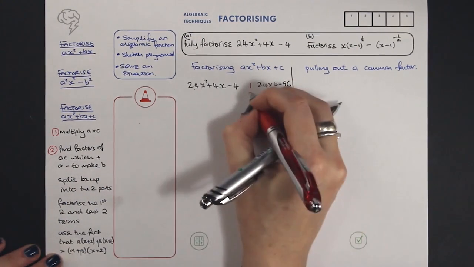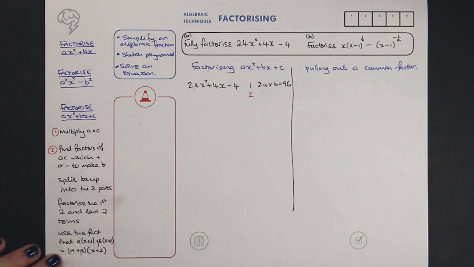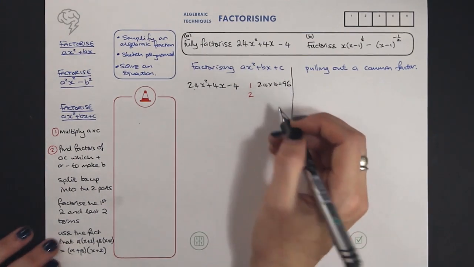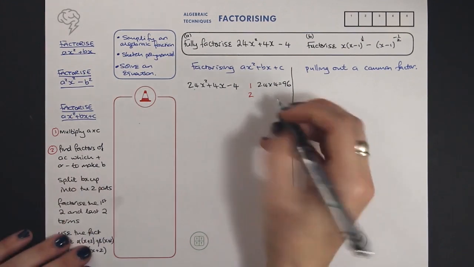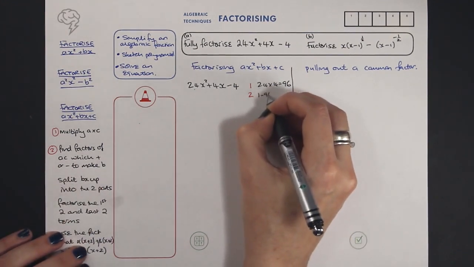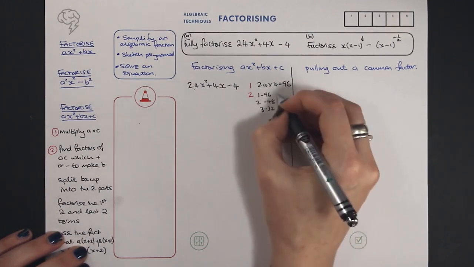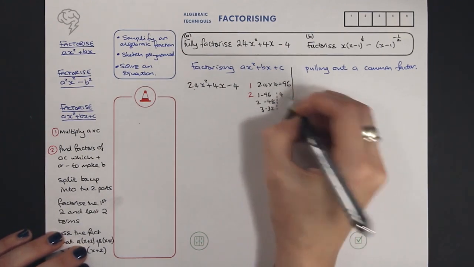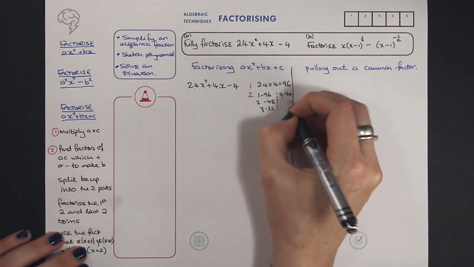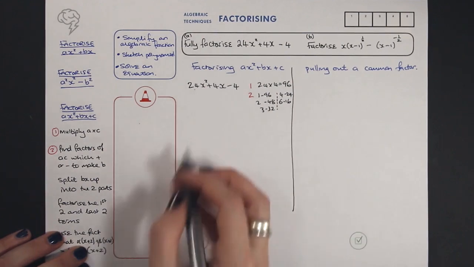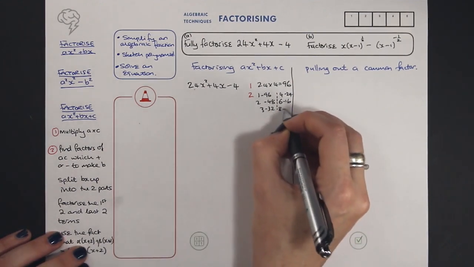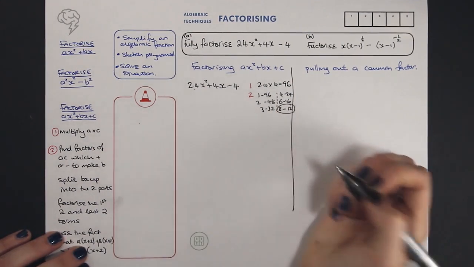Okay, second, we're going to look at the factors of 96 and see which one we can use to make a 4. So factors of 96: 1 and 96, 2 and 48, 3 and 32, and you can use your calculator for this. Just keep dividing it by things. 4 and 24, 6 and 16. I'm looking for a difference of 4 here. 8 and 12. There it is, 8 and 12.